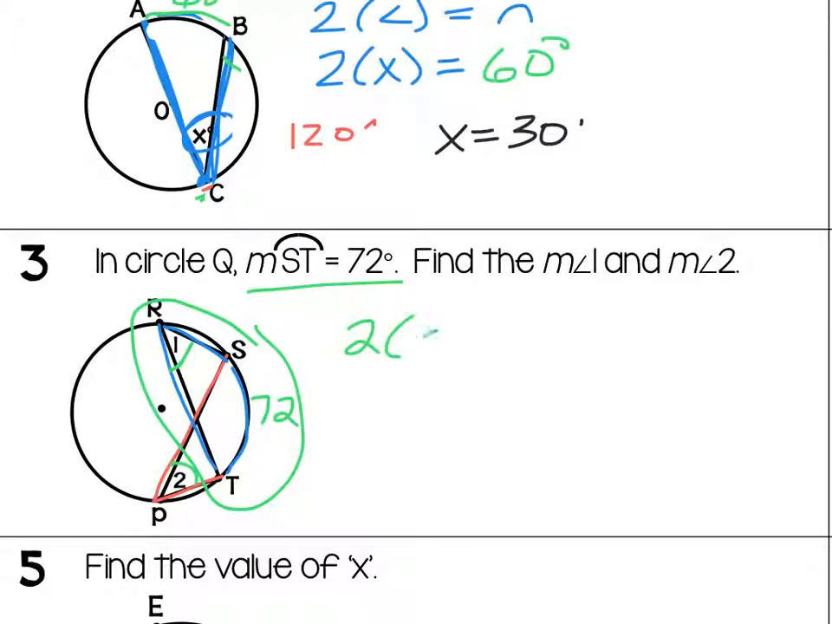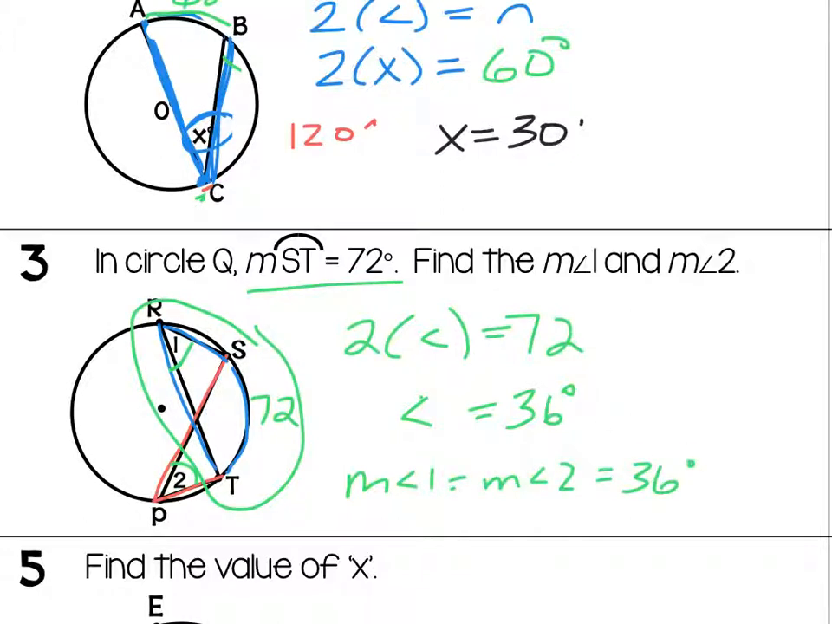2 times my angle equals my intercepted arc. So 2 times angle 1 equals 72. So the measure of angle 1 is going to be 36 degrees. So the measure of angle 1 is equal to the measure of angle 2, which is 36 degrees.